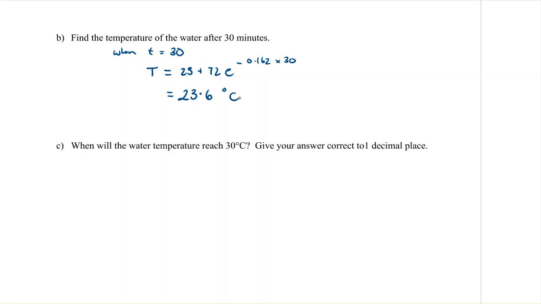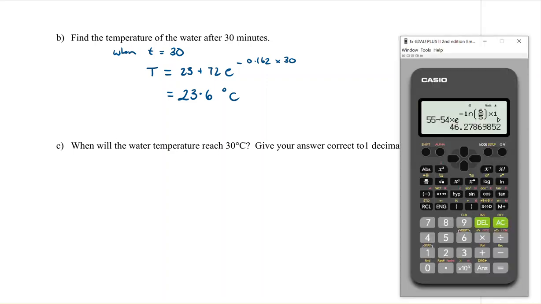Part C. You press LN and then what? You're typing in 23 plus 72 times shift ln is what you need to press in, Jess, and then type in your power.